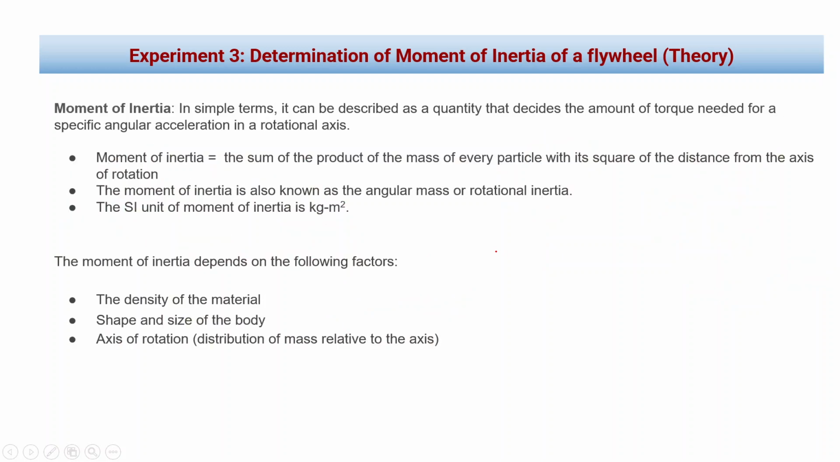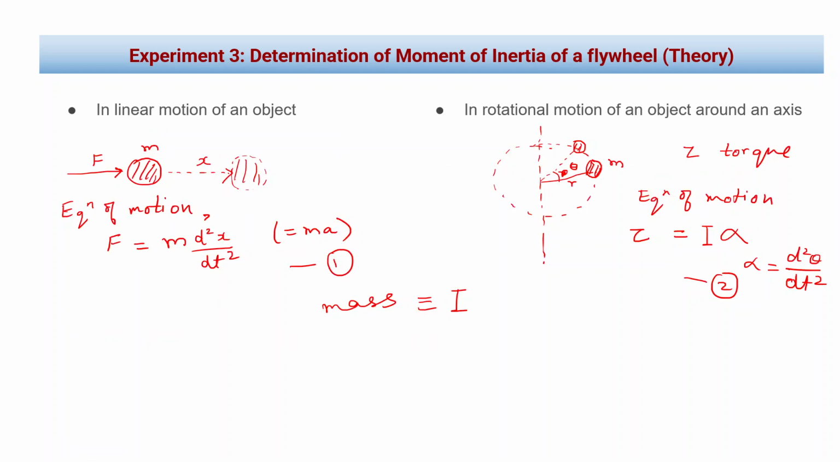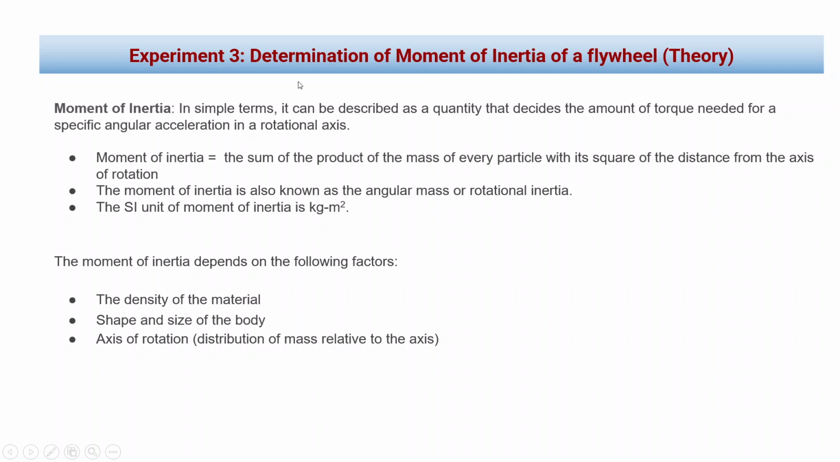Now further, let's define what moment of inertia is. To put it in simple terms, moment of inertia can be described as a quantity that decides the amount of torque needed for a specific angular acceleration about a rotational axis. What it wants to say is that we know torque is I times alpha, right? So I decides the amount of torque required to produce this much angular acceleration.